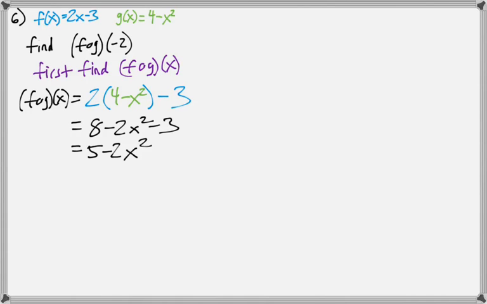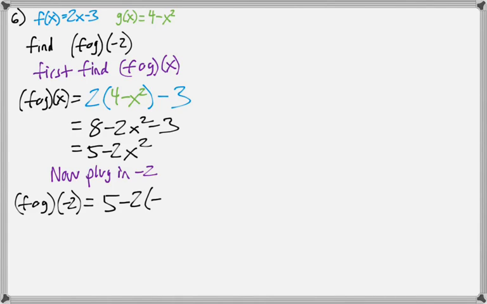So this would be our answer if this was like the previous problems, but now they want us to actually plug in -2. So f composed with g of -2, I'm plugging in -2, and this comes out to be -3. So -3 is our final answer.